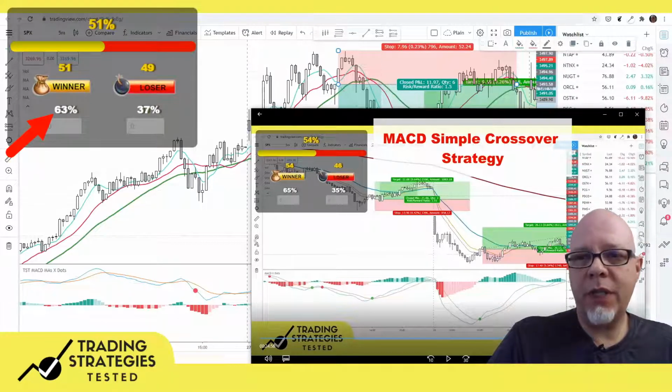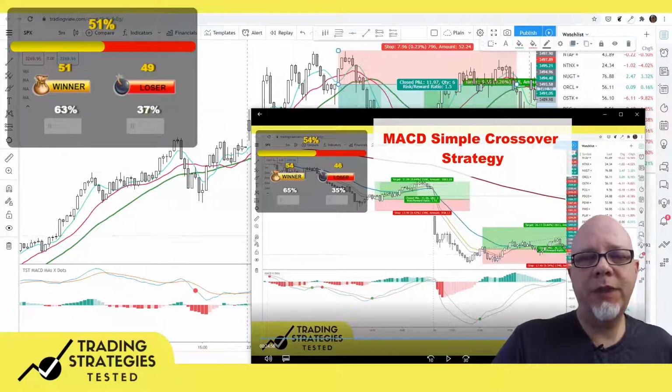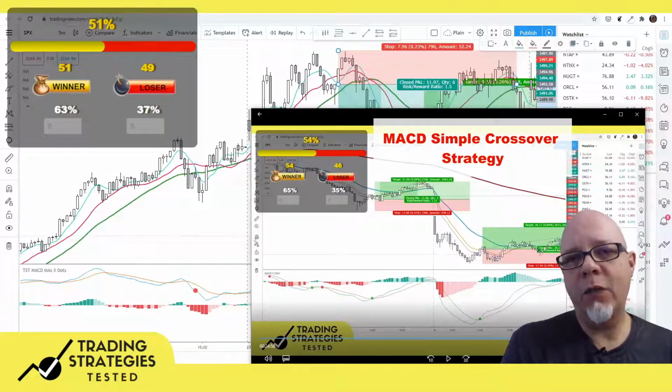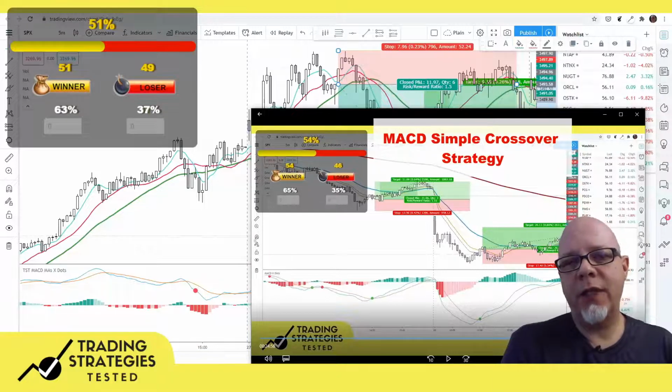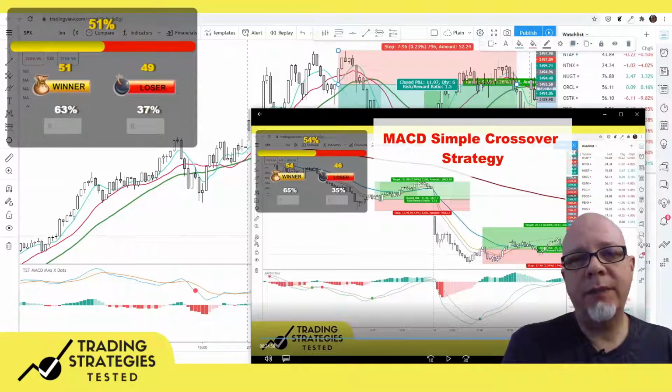So it would actually seem that the super secret settings for MACD is actually slightly worse, or at least not much better than the very simple strategy of trading every time the MACD and the signal line crosses. So that's a very interesting outcome. I didn't quite expect that to happen, but there you have it. After 100 tests, we have a result.